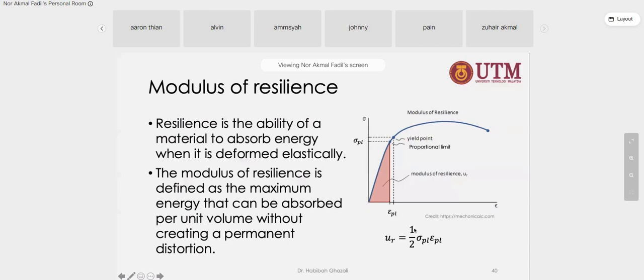Right, so the equation is the area under the curve. Why is it half? Because it is a triangle, right? So this is the area of a triangle. Half multiplied by the strain at this point and the stress at this point, the proportional limit, PL. Okay, the linear line, not the yield point.